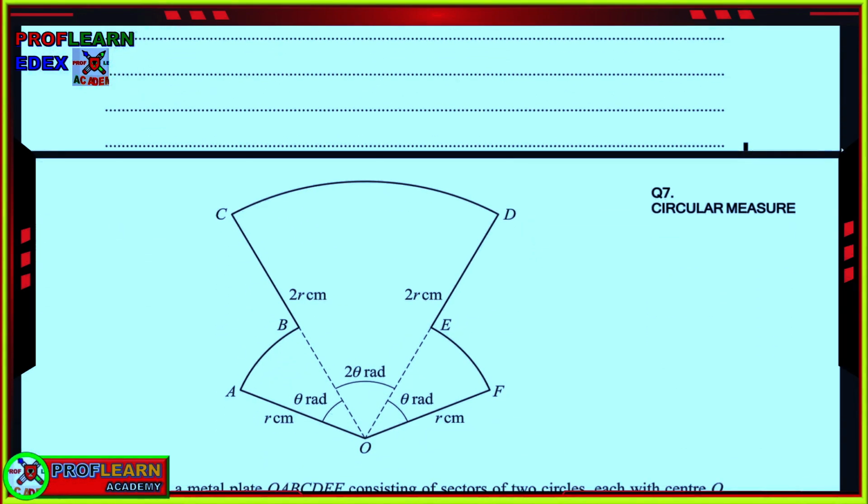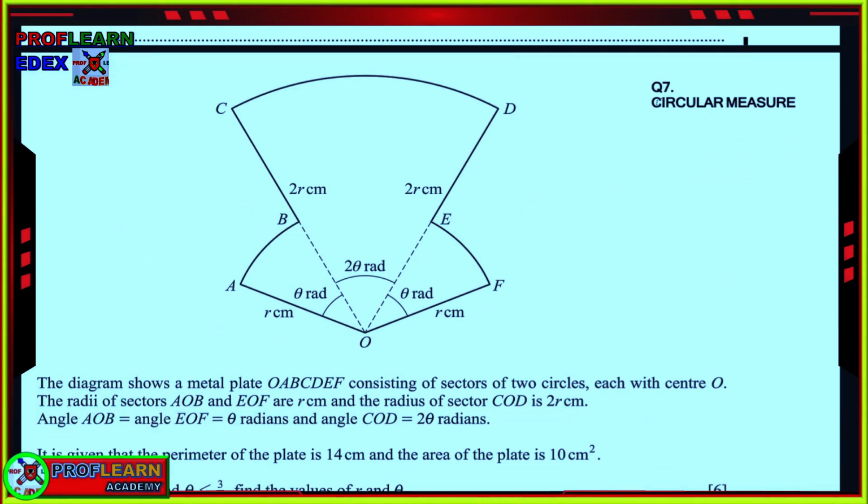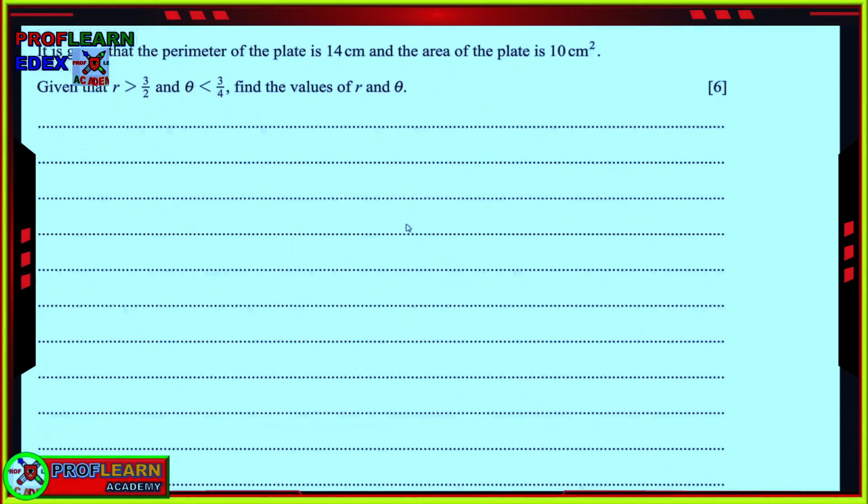Don't forget to revise and go through circular measure, another area that is quite important. Remember that arc length is r theta, and area of a sector is a half r squared theta. These are the formulas which will be quite important, because you need the arc length in order to find the perimeter of the shape. You also need this formula in order to find the area of the entire section of the shape that was provided.